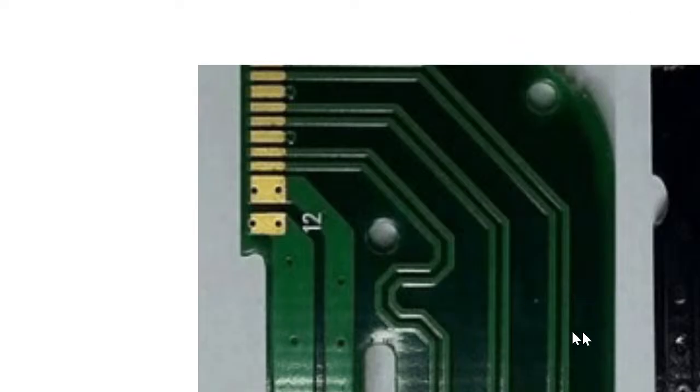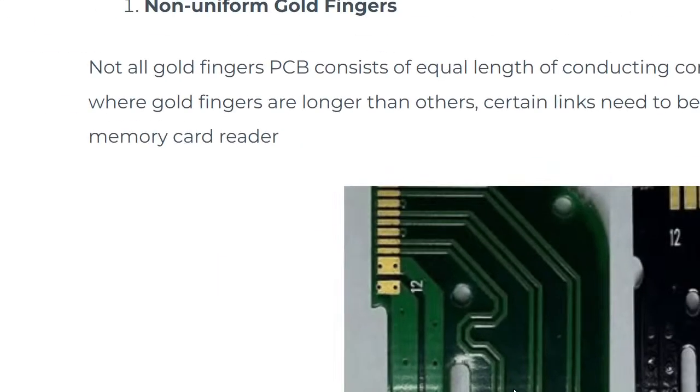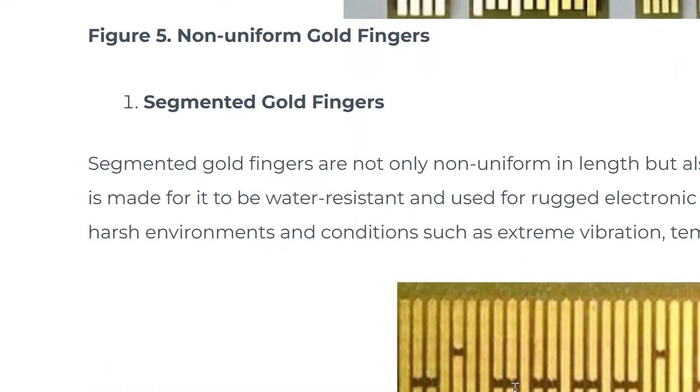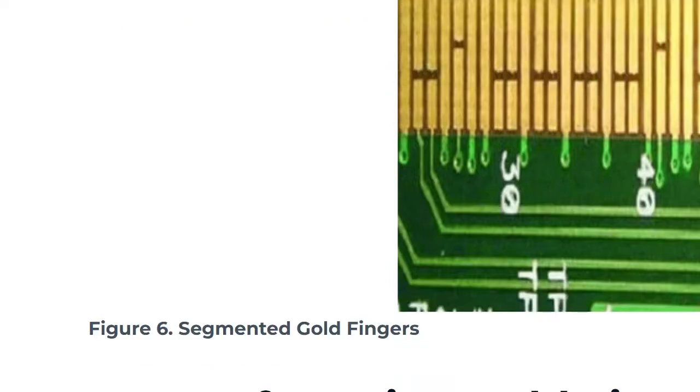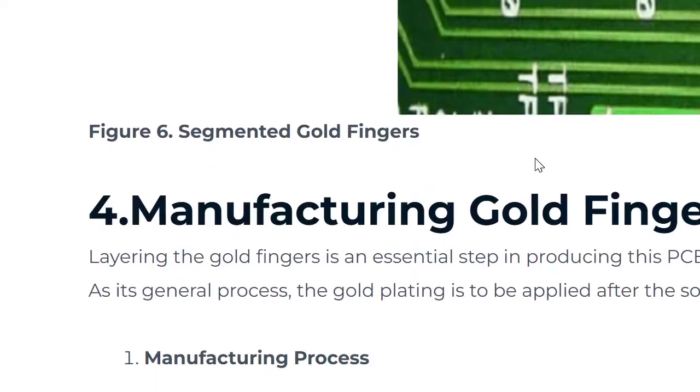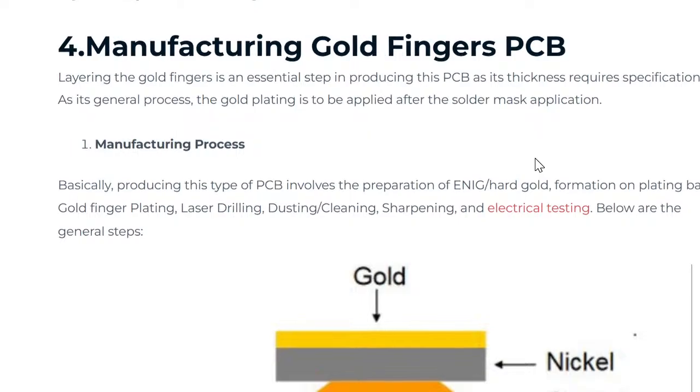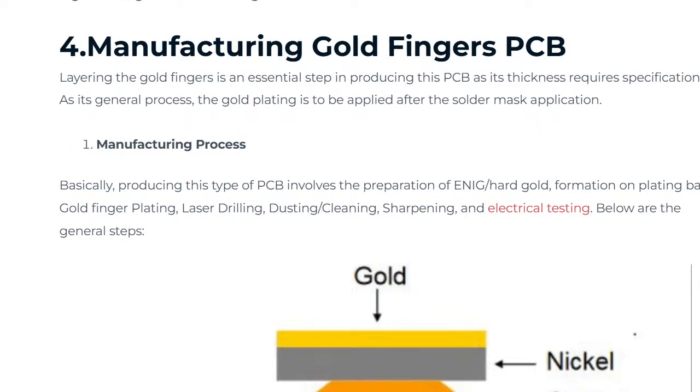Memory related modules. Usually these are used in memory applications, whereas these segmented ones are used rarely, but they also have some important applications. So see, this is the PCB substrate. This is the gold finger. Sorry, this is the copper track.